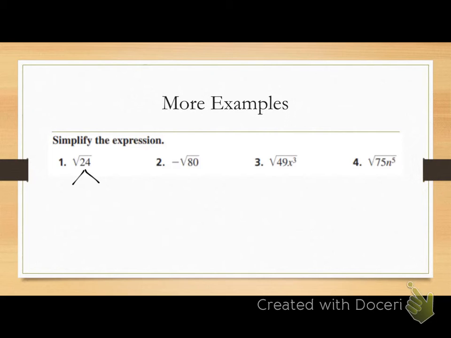Izzy, what two numbers can I multiply together to get 24? 12 and 2. Could I have picked 6 and 4 if I wanted to? Yes. Could I have picked 8 and 3 if I wanted to? Yes, it's all going to break down the same. Brandy, what two numbers could I multiply together to get 12?